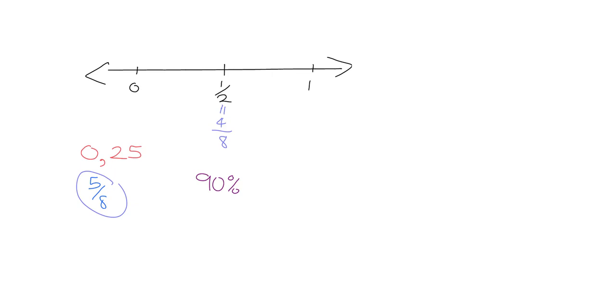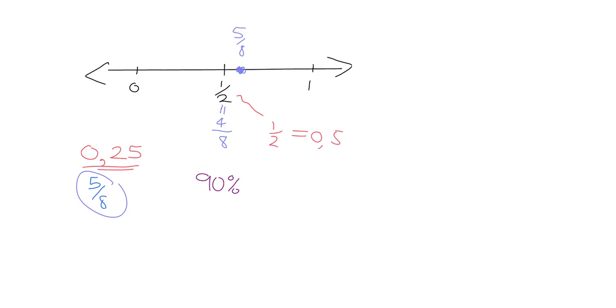So where does 5/8 sit? Well, it'll be somewhere just a bit above that half, because 5/8 is just a bit more than 4/8, so it's just a little bit more than a half. All right, now we've got to deal with our other ones. Let's think about where we are going to put this 0,25. Well, what is a half written as a decimal? A half as a decimal is just 0,5.